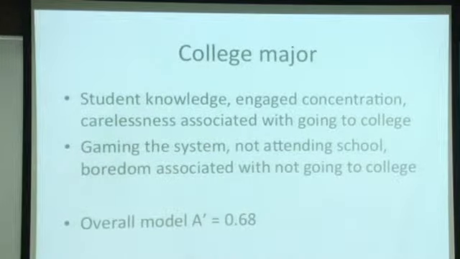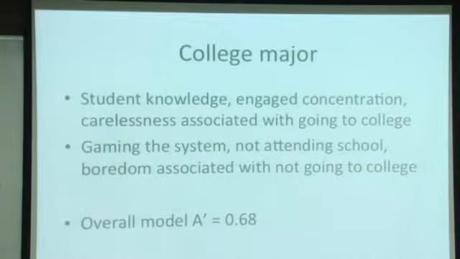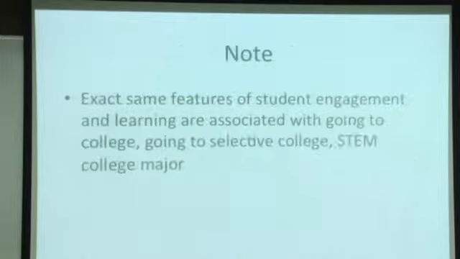And finally, college major. We can predict whether students will go into a science or math major from their engagement in math class 68% of the time, from the exact same factors. So one of the interesting things is the exact same features of student engagement and learning are associated with going to college, going to a selective college, a STEM college major, and, if you went back earlier in the talk, how much you learn and how well you do on the state exams.